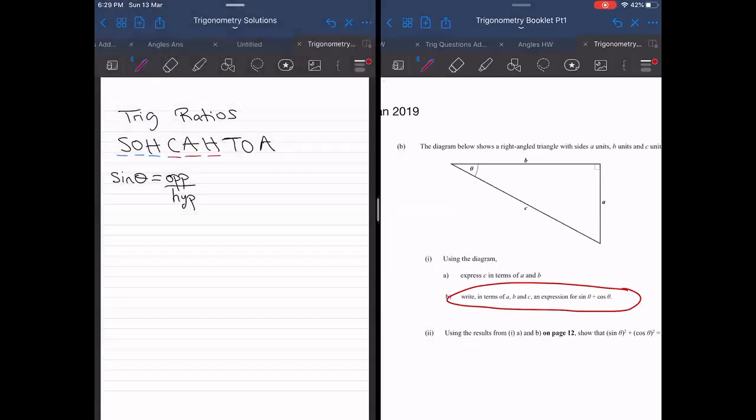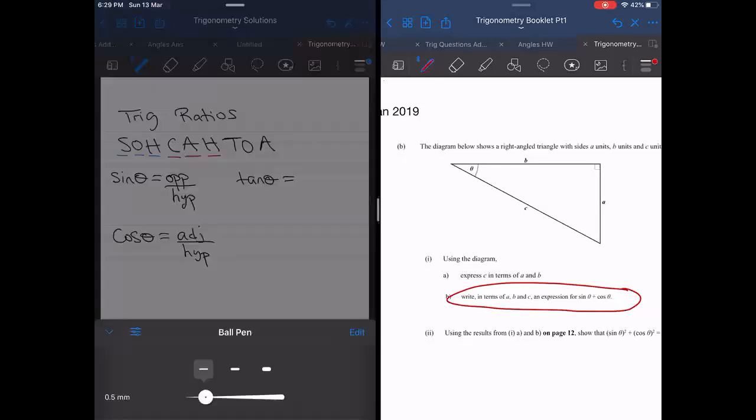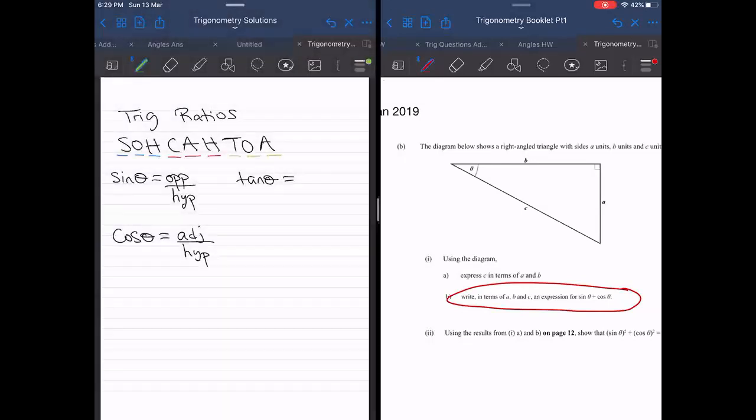Then for the C, this is saying that cos theta, if you notice the A, so I put it first over the hypotenuse. So it's supposed to help you to remember what to do. And then tan theta, let's go green, would be opposite over adjacent.